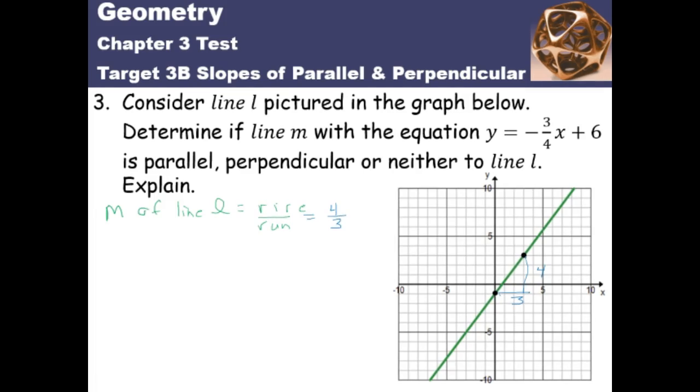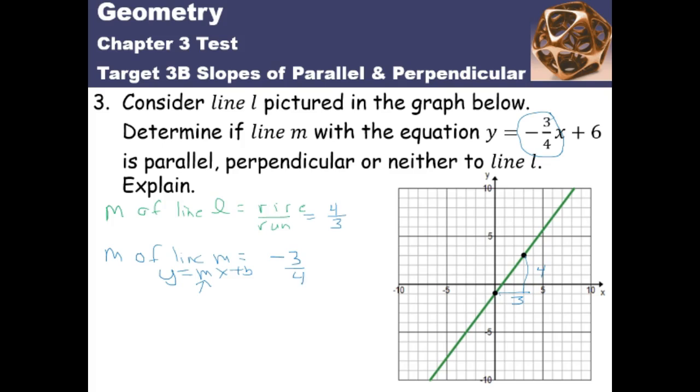Okay, now the slope of line M is this. Remember, again, it's the number in front of the x when it's in slope-intercept form. So remember, slope-intercept form is y equals mx plus b. So the number in front of the x, which is negative 3/4, is my slope. So the slope is negative 3/4.